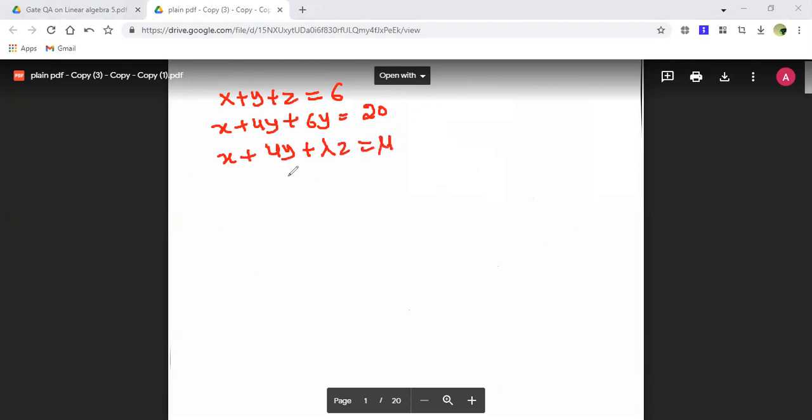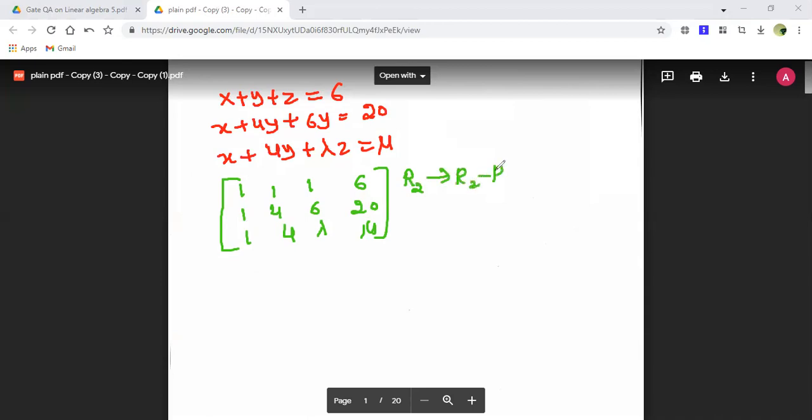So let's write the augmented matrix for the given system. The augmented matrix will be 1, 1, 1, 6; 1, 4, 6, 20; and 1, 4, lambda, mu. Now we will do some row transformations in order to reduce it. R2 changes to R2 minus R1, and R3 changes to R3 minus R1.